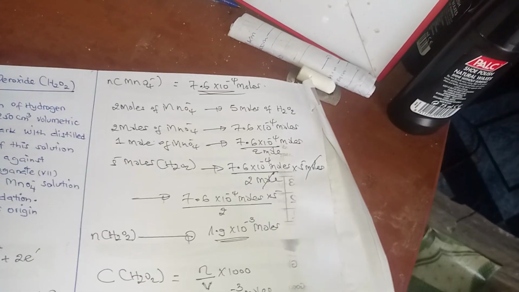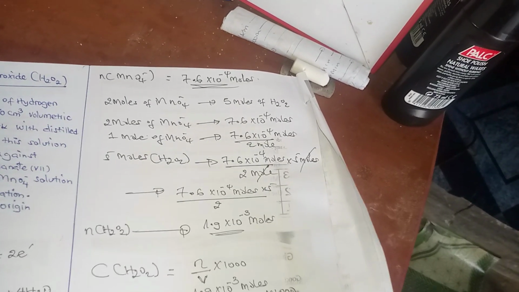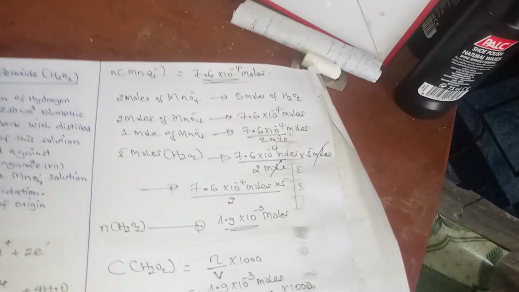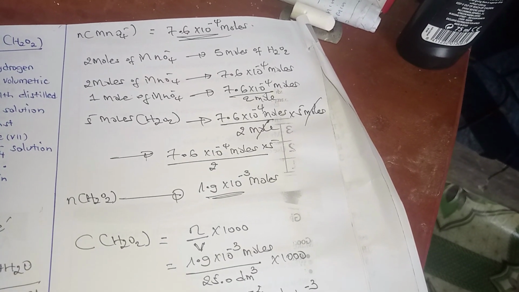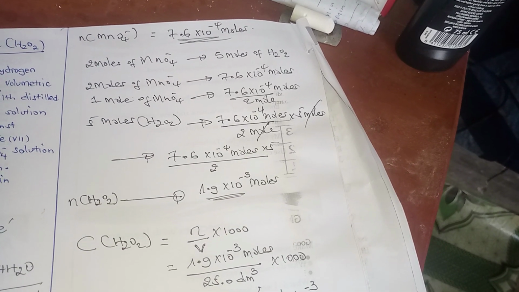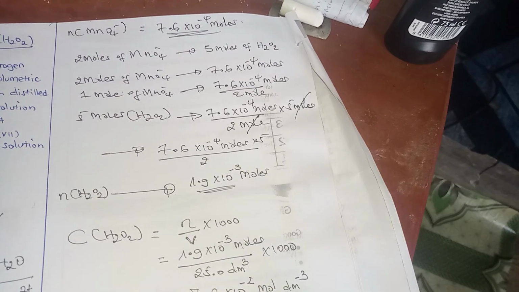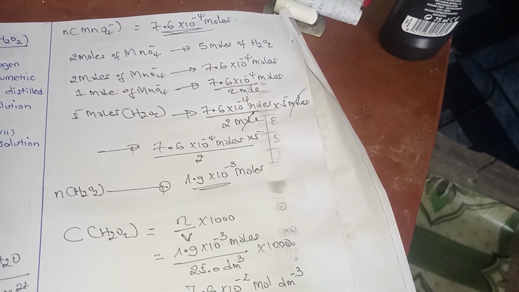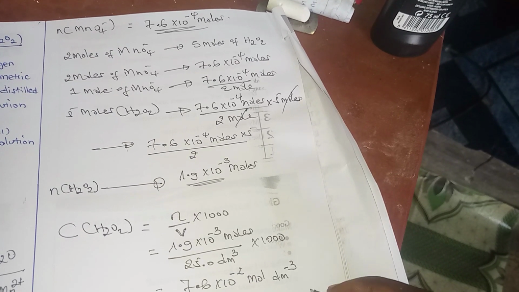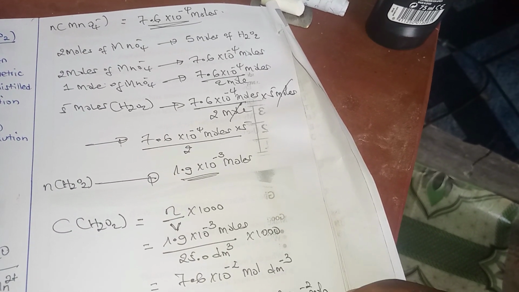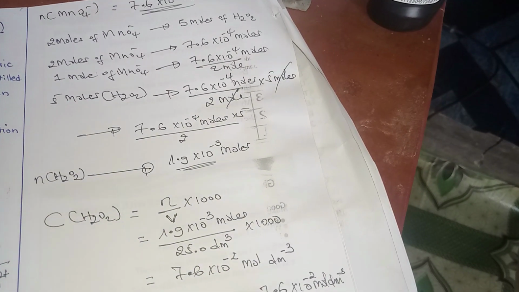7.6 times 10 power negative 2 mole per decimeter cube. So the concentration of hydrogen peroxide is equal to 7.6 times 10 power negative 2 mole per decimeter cube. So this is our final answer.